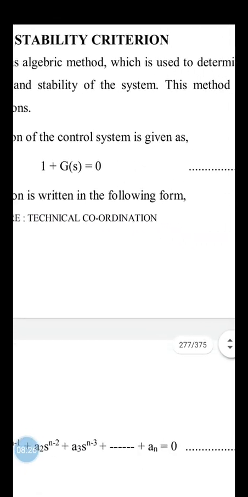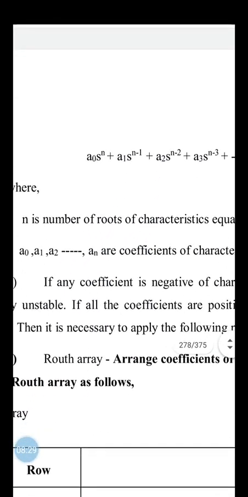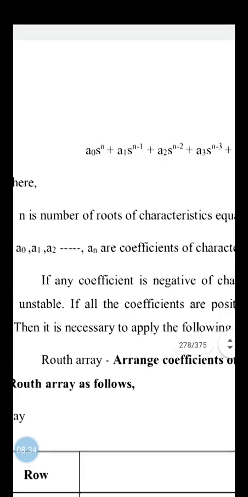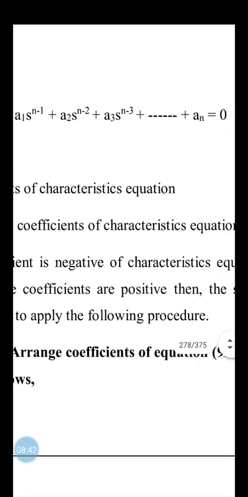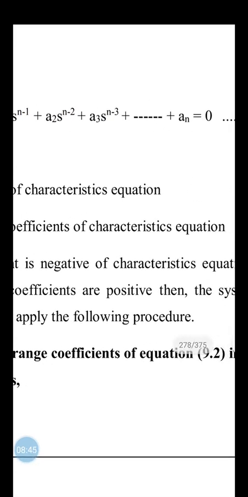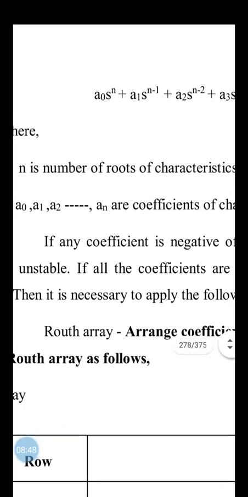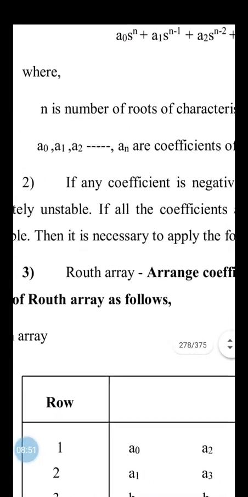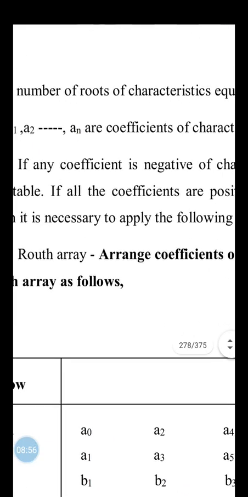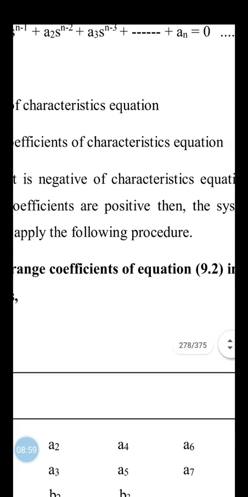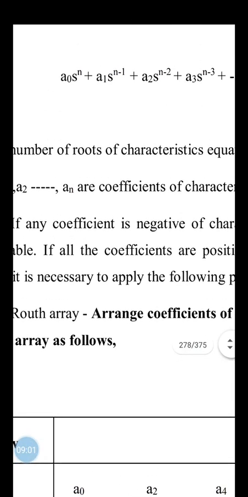Then this characteristic equation is written in the following form: a0 s raised to n plus a1 s raised to n minus 1 plus a2 s raised to n minus 2 plus a3 s raised to n minus 3, and this will continue up to plus an is equal to 0. So n is the number of roots of the characteristic equation. a0, a1, a2, an are the coefficients of the characteristic equation.